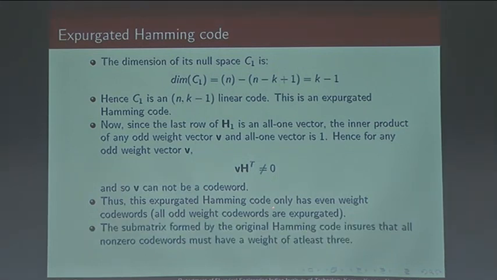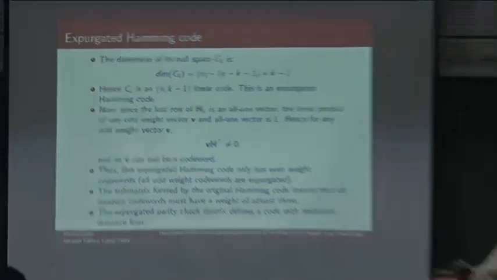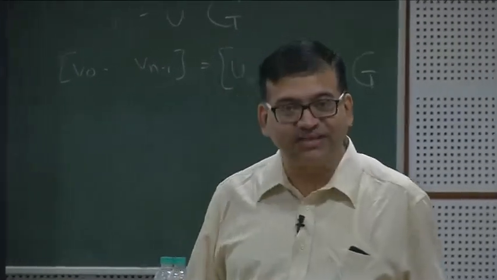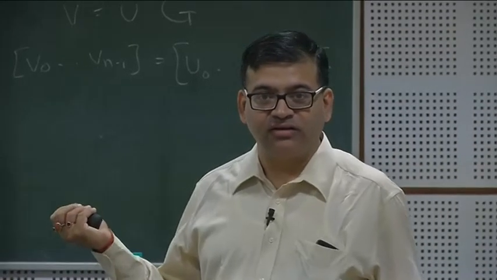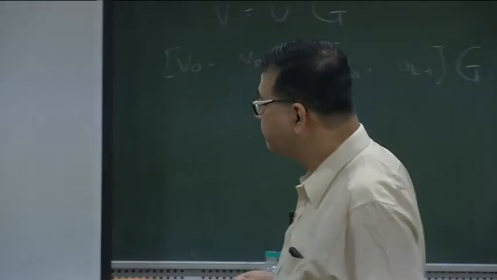We have already said that the original Hamming code ensures minimum distance is 3, but since we threw away odd weight code words, now this will have a minimum distance of 4. So, in this case n remains the same, but k is decreased. For example, if I want a (7,3) code, I will use this to get a (7,3) code.